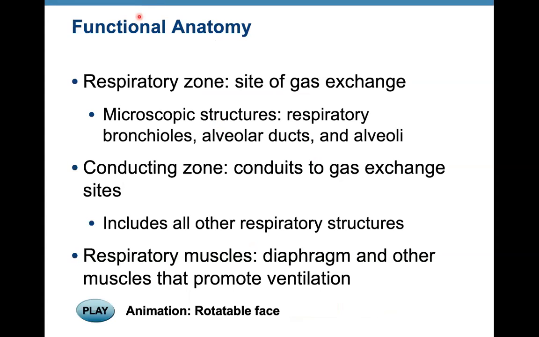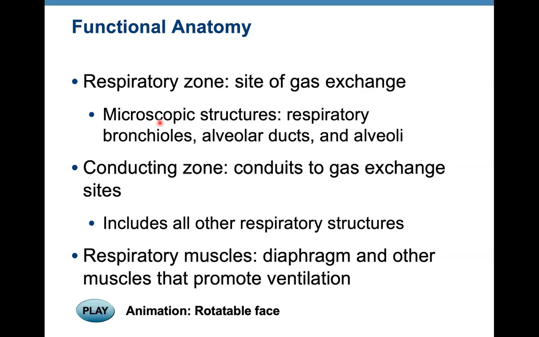Now, when we look at the anatomy, we have 2 different types of functional anatomy. We have what's called the respiratory zone. The respiratory zone is the site of gas exchange. This is the areas of the respiratory system particularly involved with actually exchanging gases. The conducting zone, this is sort of the network of conduits to get the air to the respiratory zone.